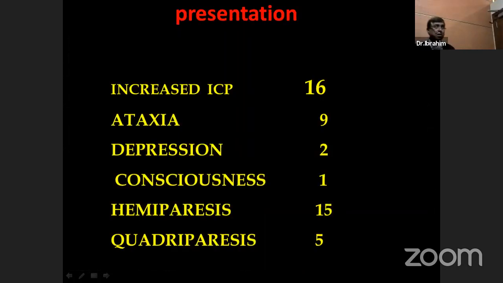What was their presentation? Anything, of course, in the posterior fossa can come up with ataxia, level of consciousness, etc. And look at this, depression. Beware of depression in the nervous system. Lots of meningiomas present with depression.